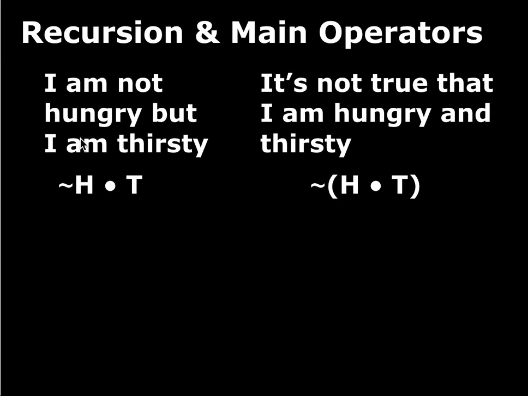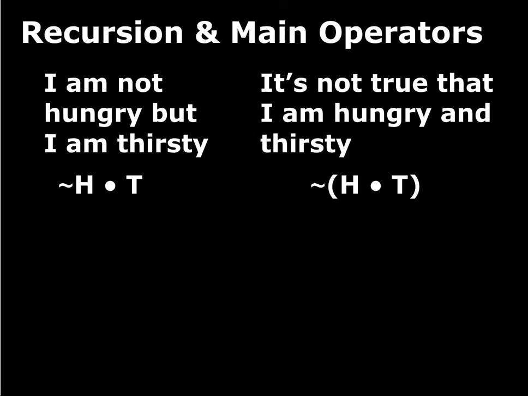So let's compare the two that I've done. I'm not hungry, but I am thirsty. Here the main operator is the conjunction. The first conjunct is I am not hungry. The second conjunct is I am thirsty. But the conjunction is the main operator. It's telling us what the form of that whole statement is. It's a conjunction. With this one, the main operator is the negation. The negation is negating this conjunction. It's not true that, and then what's not true? Well, this conjunction isn't true. I am hungry and thirsty.